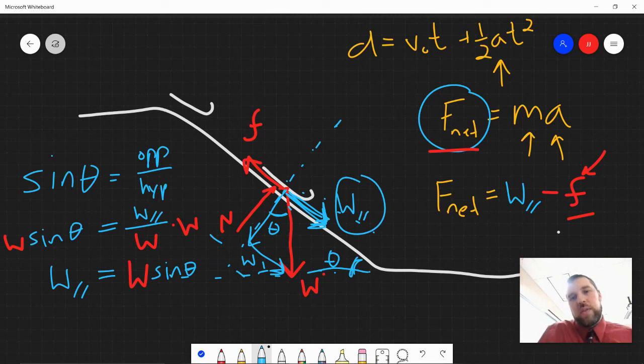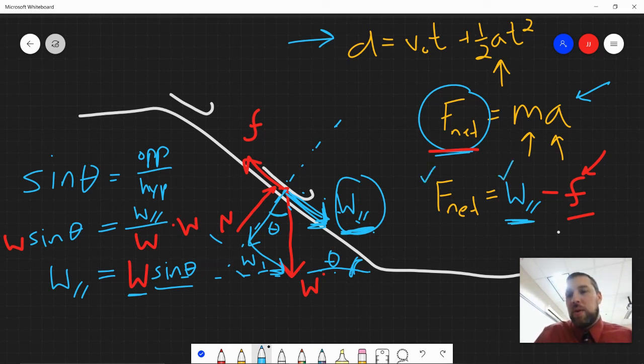Cool. So let's recap. We know that the parallel component of the weight is pulling it down the hill. We can find that by taking the full weight times the sine of the angle. If we have that, we can plug it in here, because we can solve for net force by doing mass times acceleration. Acceleration we found from the displacement equation. So with net force and with the parallel component of the weight, we can solve for friction, which is our whole goal in the end.